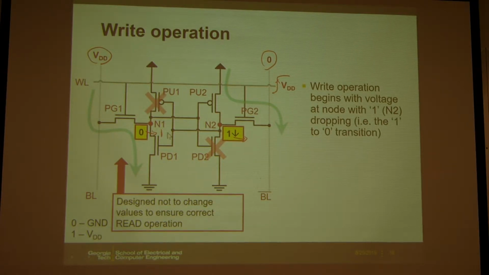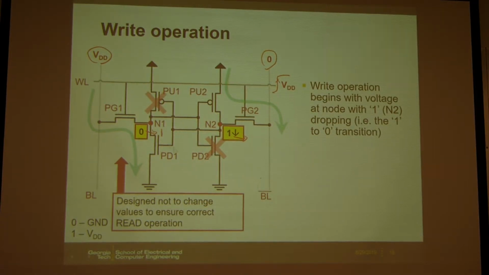Then my question is, for those two switching, which one happens first? Any idea? Let's say N2 changes from 1 to 0, N1 changes from 0 to 1. Those two transitions, which one happens first? Any guess? 0 to 1 happens first. So the truth is N2, 1 to 0 happens first. So let's look at why that is.